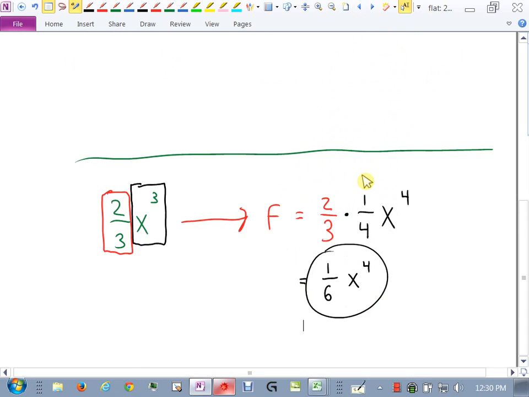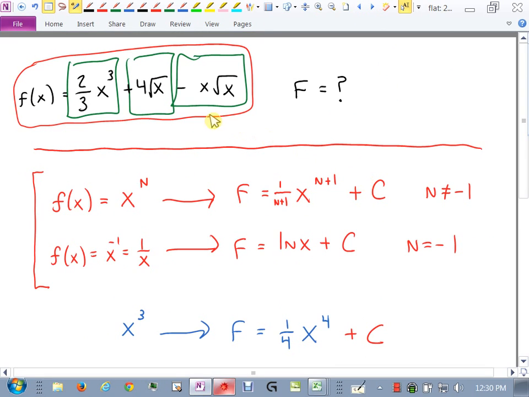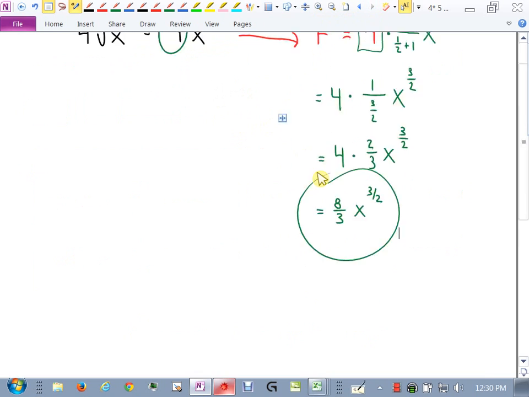And we go for the last one. I have negative x root x. Let me just do the x root x. I won't worry about the negative. First thing I do is rewrite that as x times x to the 1/2, which is x to the, you add the powers, right? x is x to the 1, so add these: x to the 3 over 2.